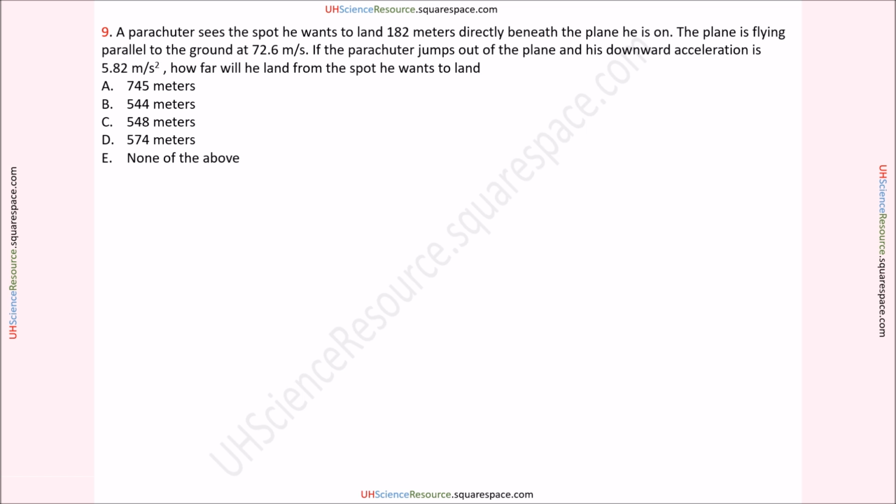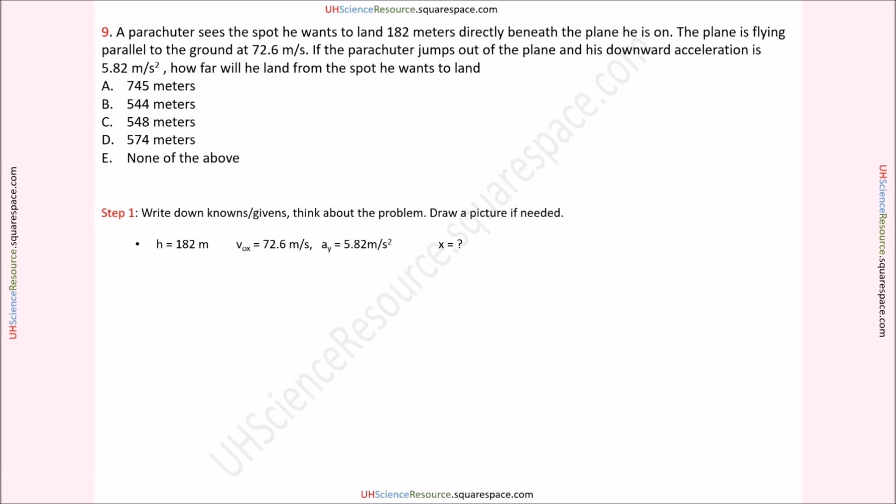Okay, so let's first write out what we're given. We're given that the height at which the plane is, above the spot he wants to land, is going to be 182 meters. We're given that the plane is traveling parallel to the ground, so it's in the x direction. It's given as 72.6 meters per second. We're also given that the acceleration that the parachuter experiences when he jumps out of the plane is 5.82 meters per second squared. And we're trying to figure out how far he lands away from the actual point he wants to land.